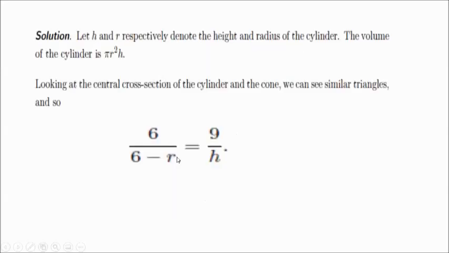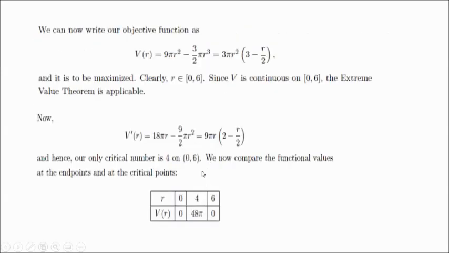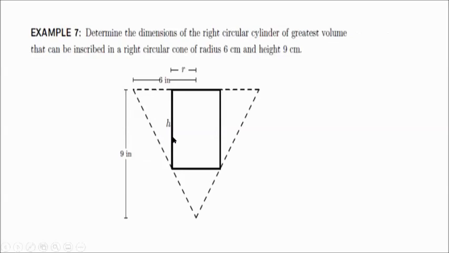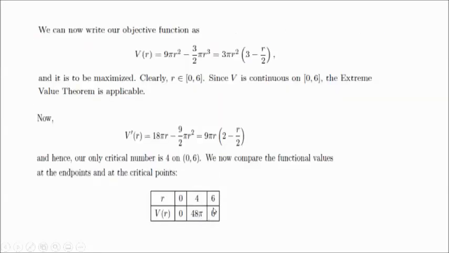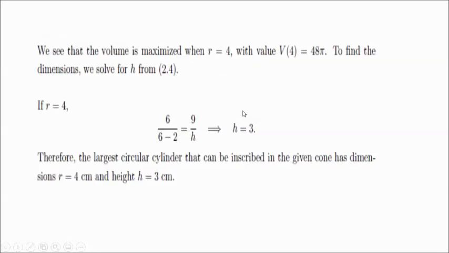Okay? Wherein the volume would be 48 pi. Here, you can substitute the r, giving 48 pi. Again, what is being asked here is the volume, right? Our answer is the maximum volume would be 48 pi. But if what is asked is the dimensions, that is radius 4 and then height is 3. Okay?